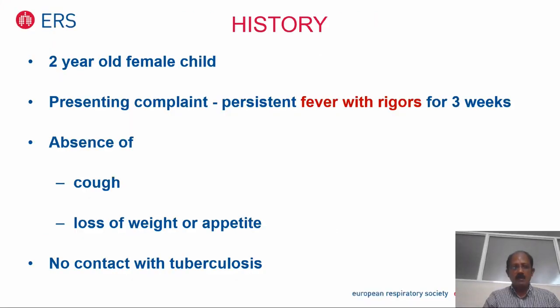A 2-year-old female child, previously well, presented to us with persistent fever with rigors for 3 weeks. There were no other presenting symptoms. There was no contact with TB.